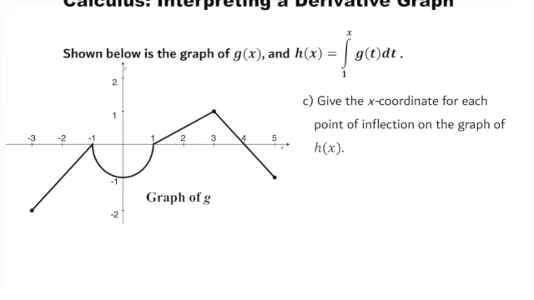Give the x values for the points of inflection for h. So I think maybe because the idea is that you tend to associate points of inflection with where the second derivative changes signs, and you're looking at the first derivative. So what you're really looking for is anywhere where the derivative h prime changes from increasing to decreasing, or vice versa. So you're essentially looking for relative maxes and mins on the derivative graph.